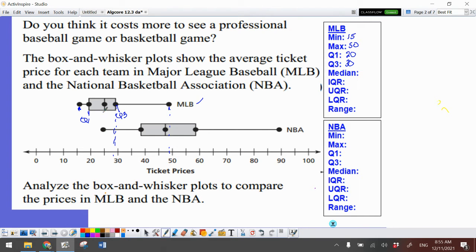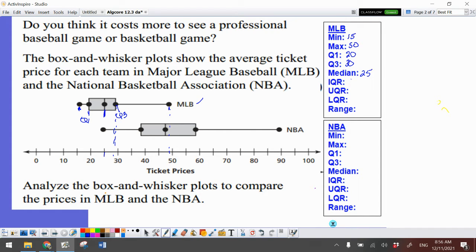Median, that is the middle number. So here is our median. Median means the middle. That's the middle of the box. Let's call that a 25. Once we actually have all these five values, we can come up with the rest of the values without having to look at our box anymore.